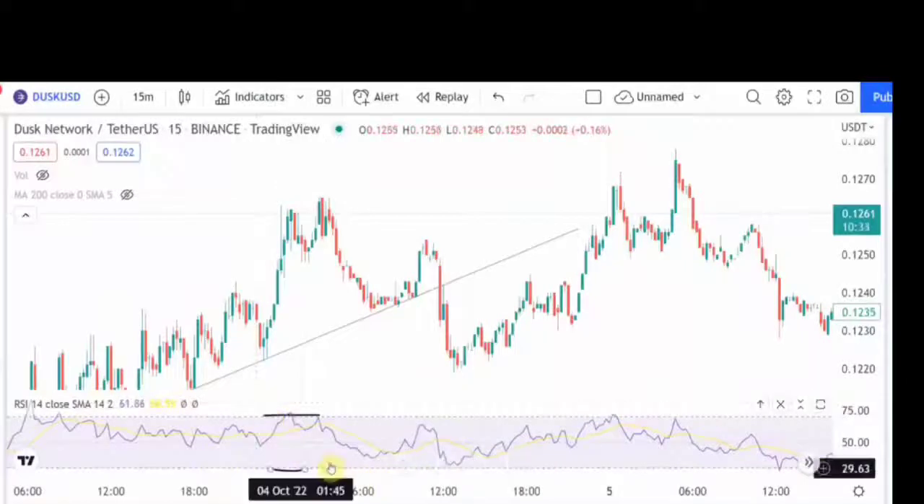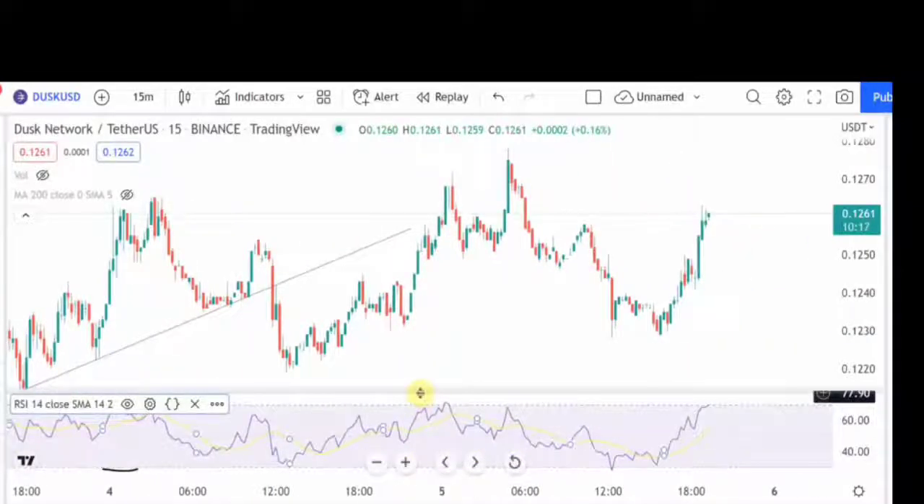So when the RSI level is at the lower band, you call for buy, okay? Then when the RSI level is at the upper band, then you call for sell, and it works. Okay, now let's do some practical example.